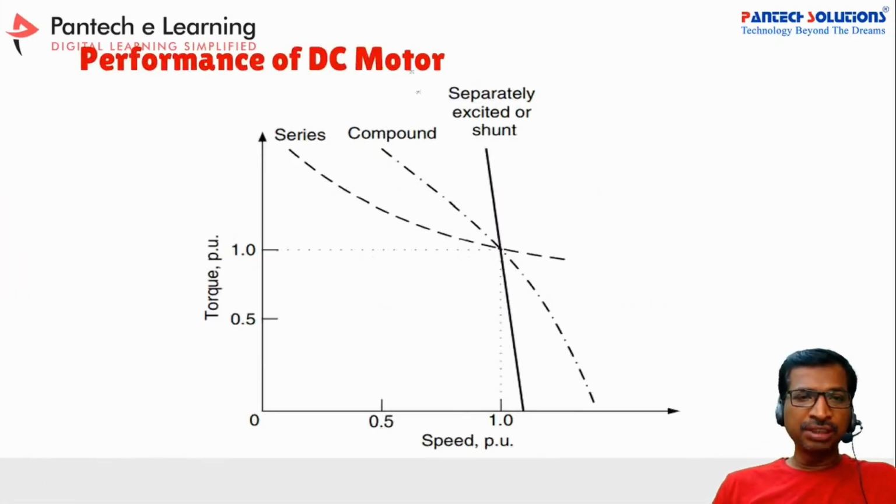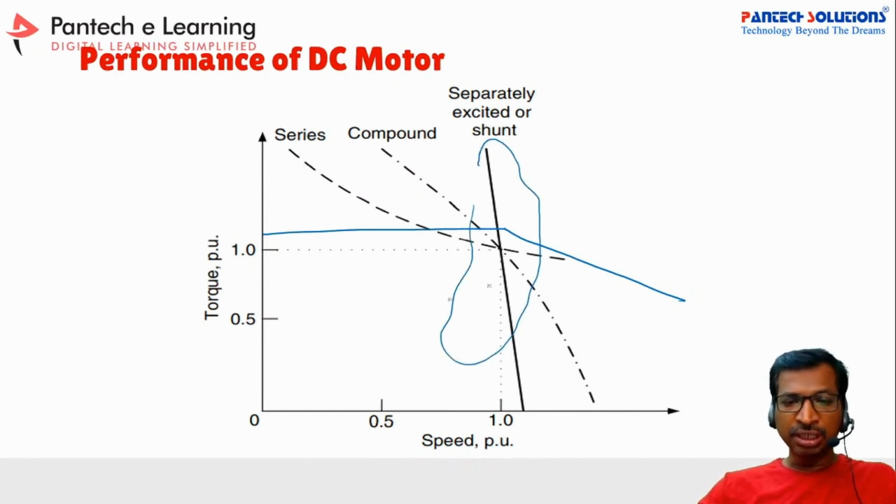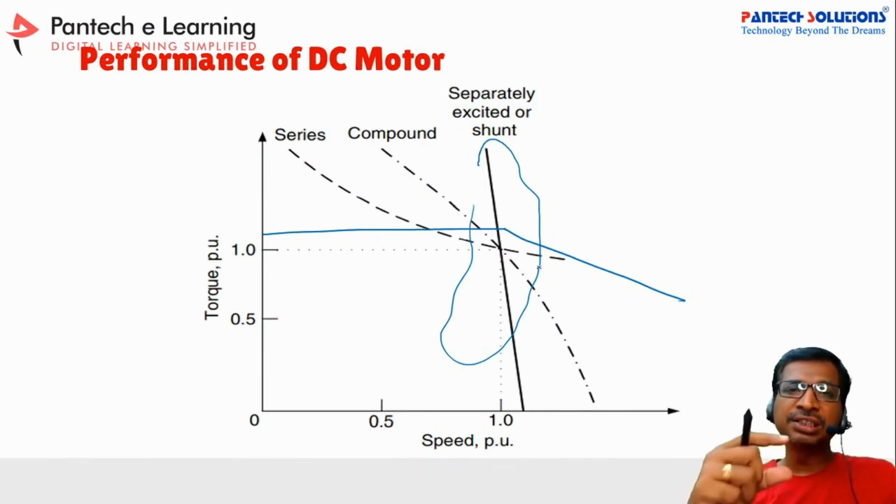The performance of the DC motor is generally shown by the torque speed curve. For the DC motor, generally it will be like this only. See here, this is the performance of the motor, a separately excited or DC shunt motor. So this is a single line, there is no range of performance. That's why we call this a perfect motor for constant speed applications.